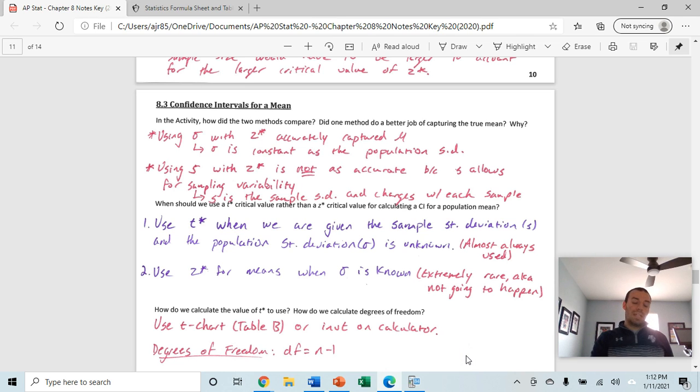We're going to complete the notes section of chapter 8, dealing with confidence intervals for means. So we've laid down the foundation, then we went ahead and talked about confidence intervals for proportions, and now we're going to shift gears into means.